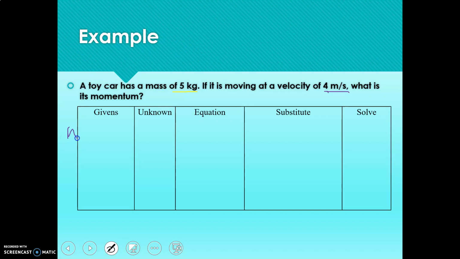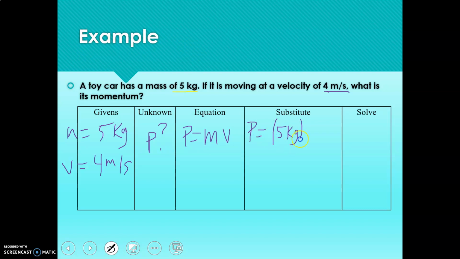So our givens, we have mass equals 5 kilograms. We know that our velocity was 4 meters per second. Our unknown, well, it's asking us what is the momentum. So we know our momentum is the unknown. And remember, momentum is a P. Our equation, momentum is mass times velocity. So now we just need to substitute. So P equals, our mass was 5 kilograms, times our velocity of 4 meters per second.